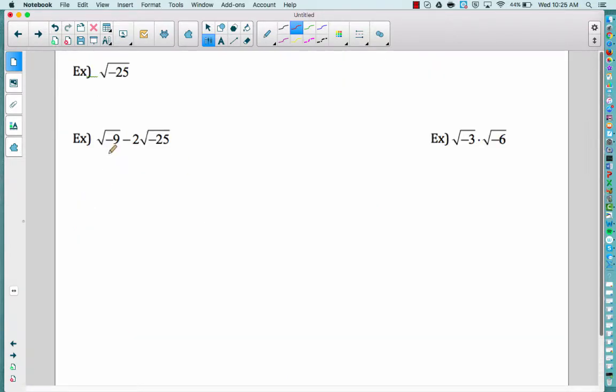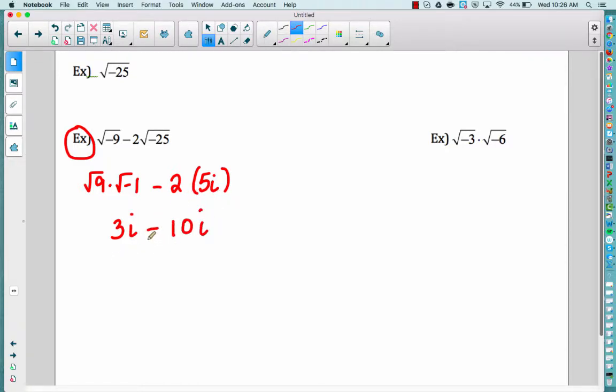All right, let's try the second example. Negative 9, I'm going to write that as the square root of 9 times the square root of negative 1, minus 2 times, we already know that the square root of negative 25 is 5i. So this would become 3i minus 2 times 5, which is 10i. And then we can treat i like a variable and combine like terms. So we get negative 7i.